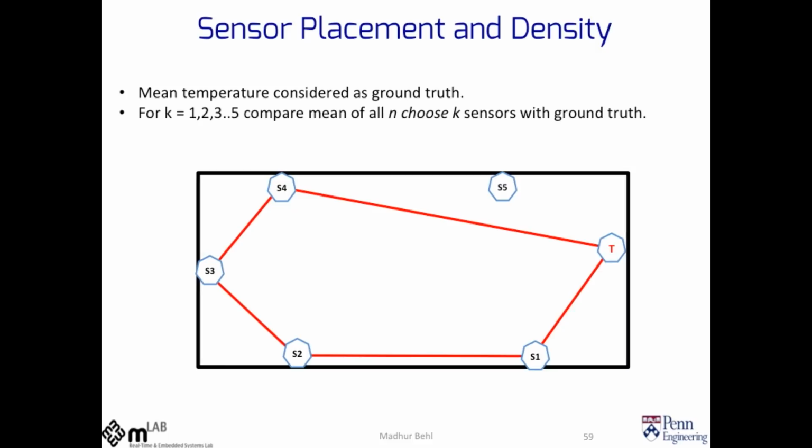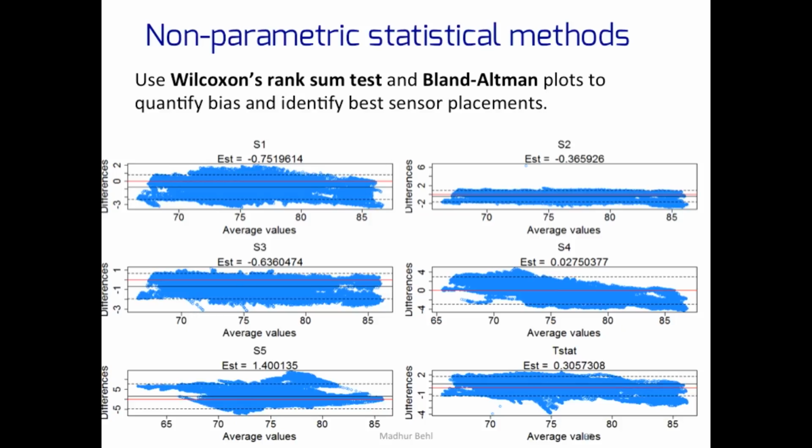So for this, I use non-parametric statistical methods. The reason I use them is because they don't make assumptions on the normality of the data that you want to compare against each other. And the way to interpret these plots is that the bias is indicated by the difference between the red line and the solid black line.